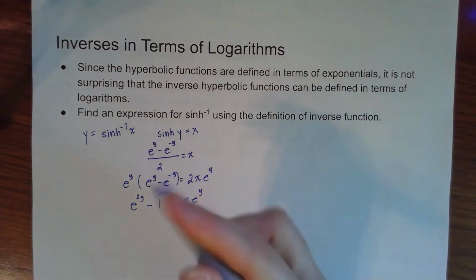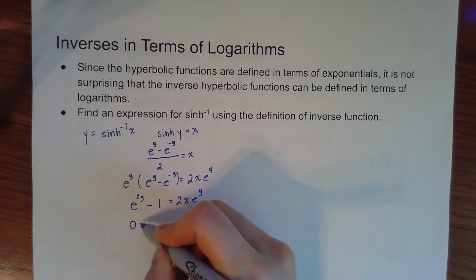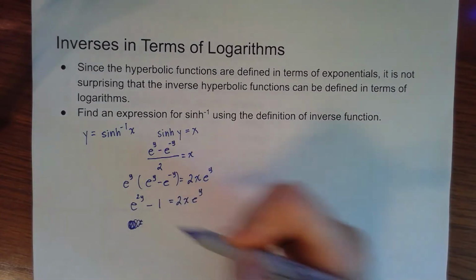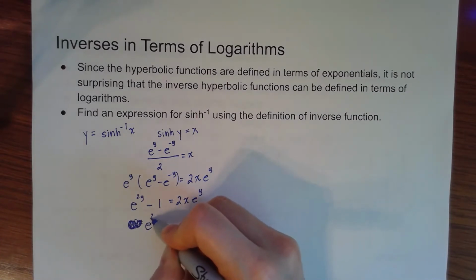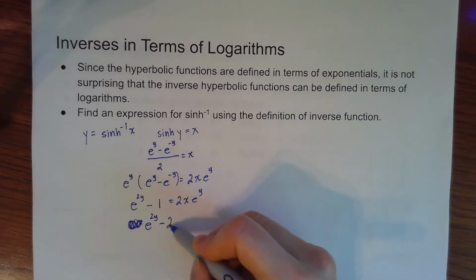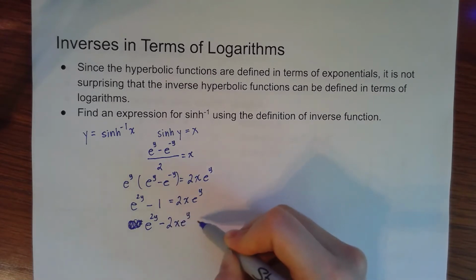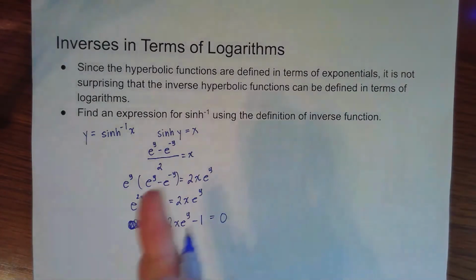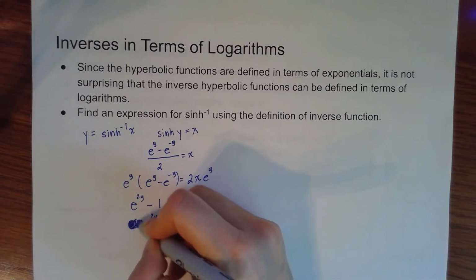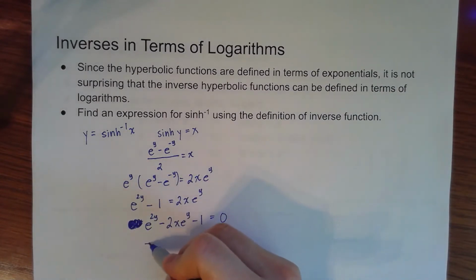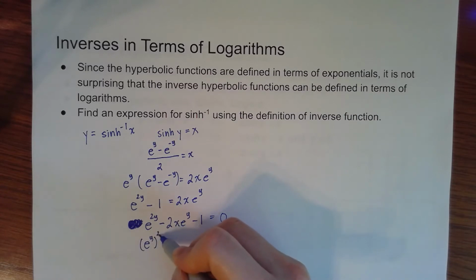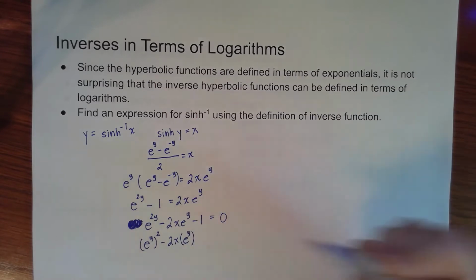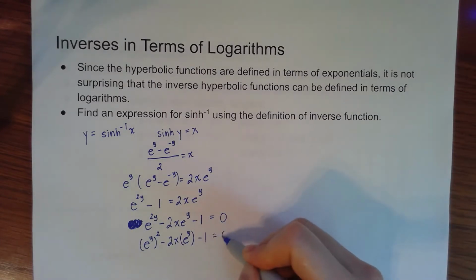And let's go ahead and pull everything to one side of the equation and set this equal to 0. So I want to do e to the 2y minus 2x e to the y minus 1 equals 0. Okay. And now I'm just going to rewrite this a little so that you can see how we might go about solving this. So I'm going to write this as e to the y squared minus 2x times e to the y. I'm just adding parentheses, nothing special there, minus 1 equals 0.